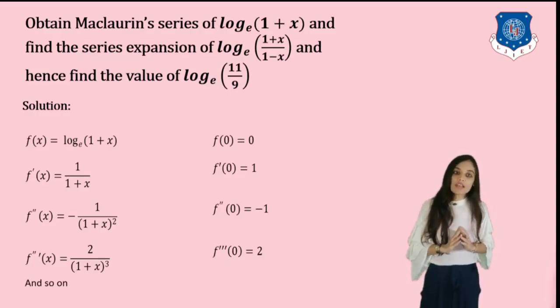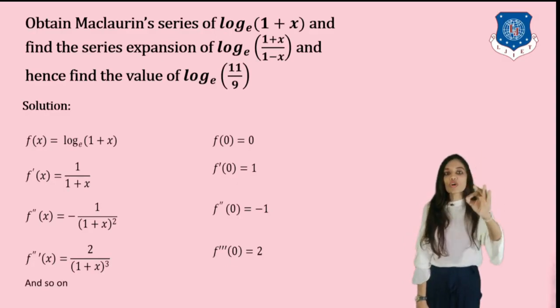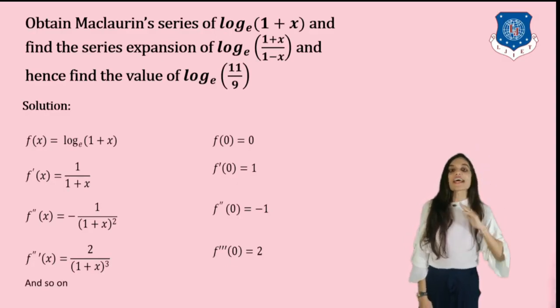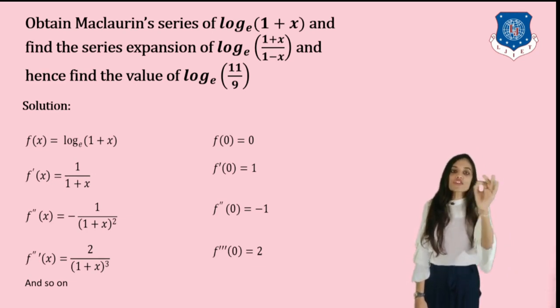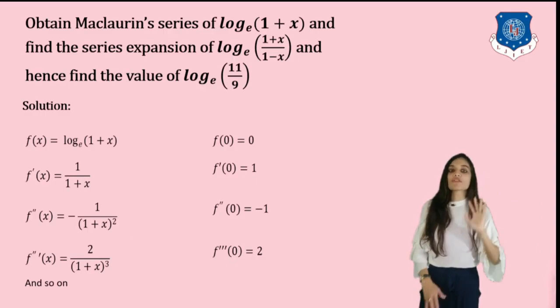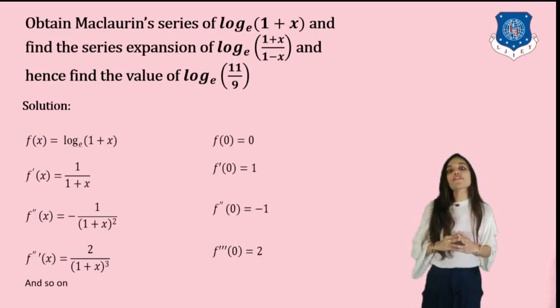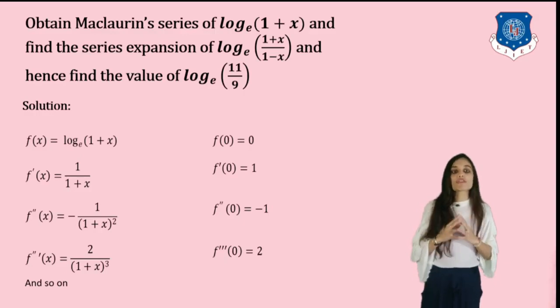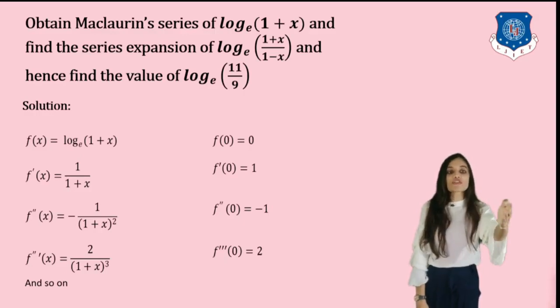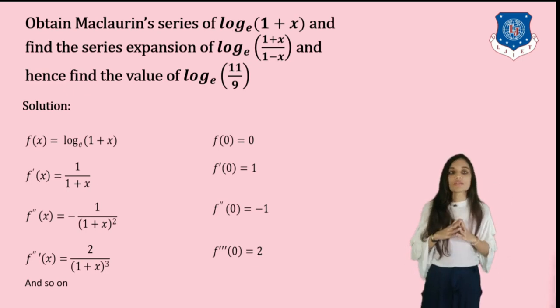Now we will put the value of x as 0 in our f of x and its derivatives. So f of 0 will be log 1, which is equal to 0. Similarly f dash of 0 is equal to 1, f double dash of 0 is equal to minus 1, f triple dash of 0 is equal to 2 and so on.